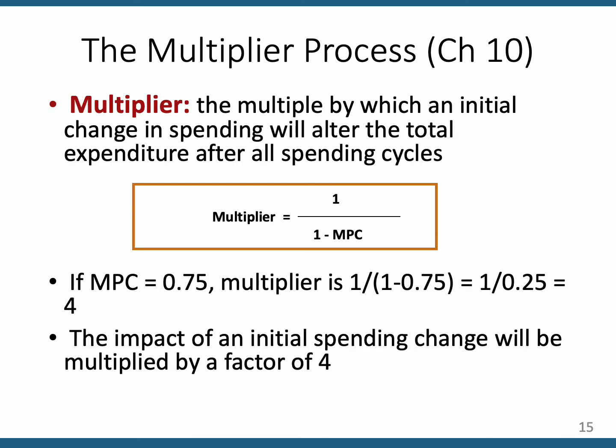So how much multiplying happens? Let's go back to fiscal stimulus. The government is going to cause some amount of increased spending initially in the economy that then gets multiplied through these successive rounds of spending, right? How much does it get multiplied? Well, it depends on the marginal propensity to consume.